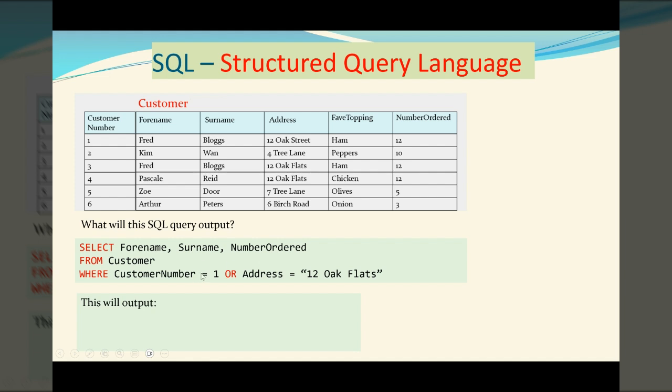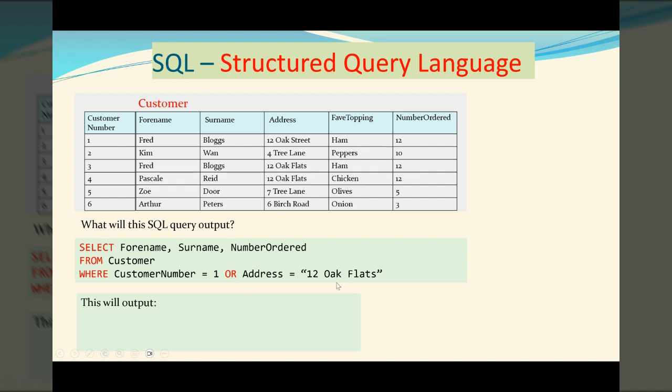So let's start off looking for customer numbers with 1. So here we have customer number 1. So we're going to output forename, surname, number ordered. So Fred Bloggs, 12. That is the only customer with a customer number of 1, and as it should be, because remember the customer number field should be unique. So we've got that one. So Fred Bloggs and 12.